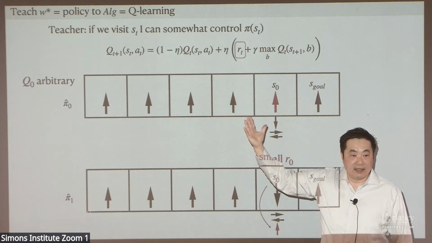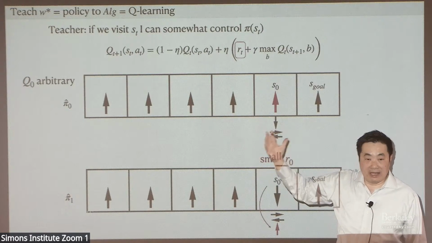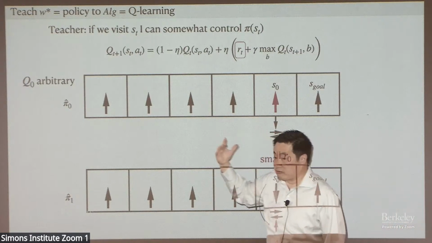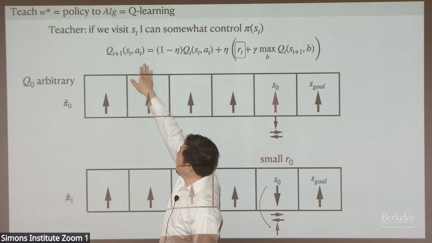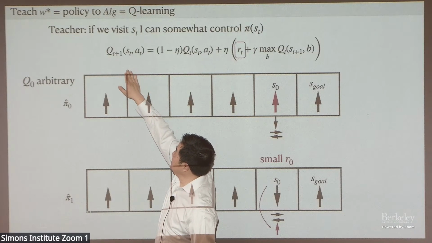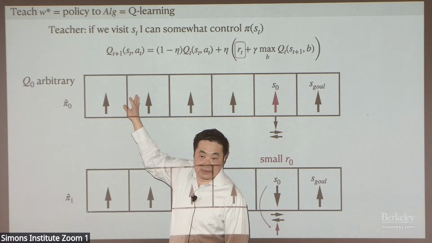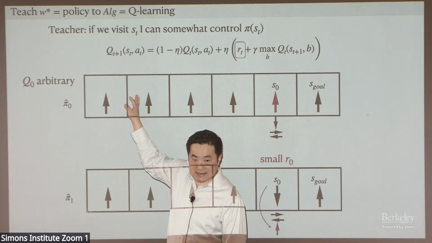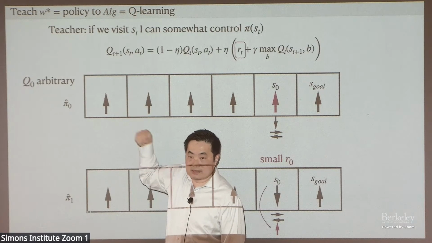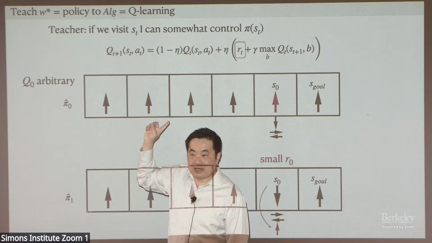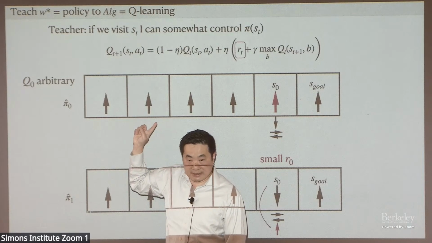Okay. This is useful because the policy is really controlled by the ranking of (s_t, a_t) with respect to s_t and all other actions. So all the other actions' values stay the same, but a_t's value gets boosted up if the teacher makes a fake, really large reward.